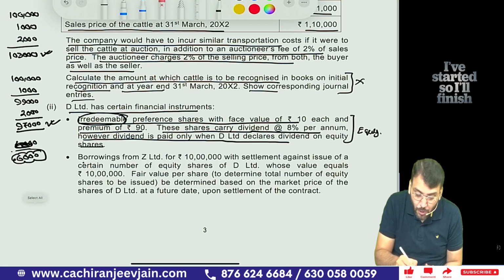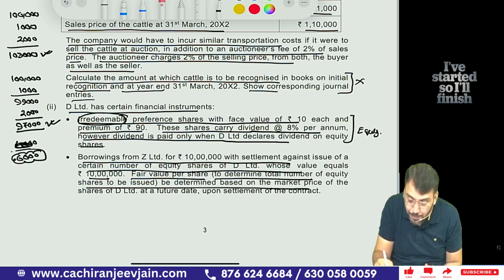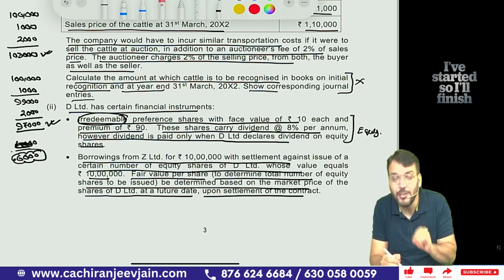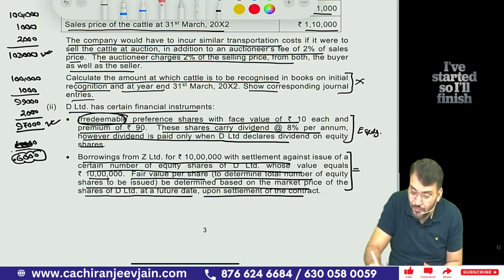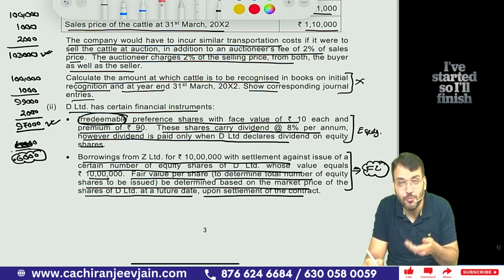Okay. Borrowing from J Limited for 10 lakh with settlement against issue of certain number of equity shares of D Limited whose value equals 10 lakh. Fair value per share to determine the total number of equity shares to be issued is determined based on the market price of the shares of D Limited at a future date upon settlement of the contract. So can you say because of this particular point the number of shares to be issued becomes a variable number of equity shares. Whenever the number of shares to be issued or delivered is a variable number of equity shares, then the principal portion will be classified as financial liability initially. Therefore, because it is borrowing, interest will also be compulsory, so this will be entirely a financial liability. Both principal component and interest component are financial liability. Therefore, the entire instrument will be classified as financial liability.